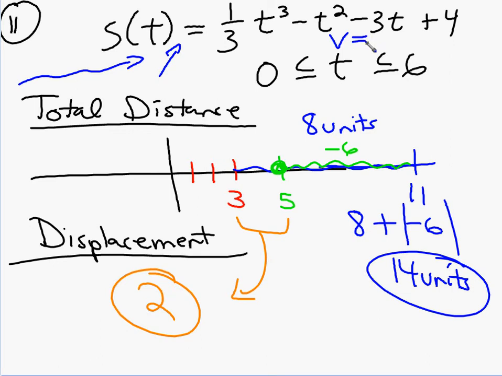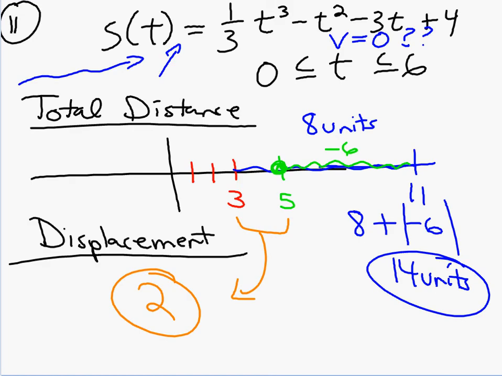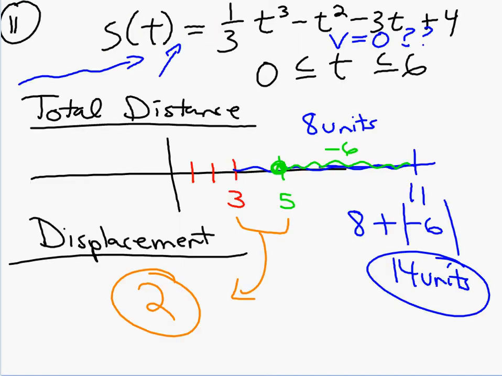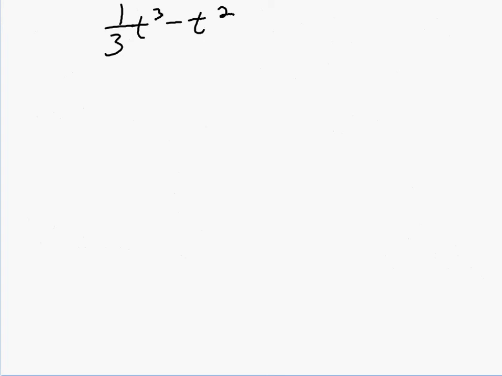Where is velocity equal to 0? Well, the velocity is the derivative of position. So let's get to a new page here. The first thing I have to do is have my function: 1/3 t cubed minus t squared minus 3t plus 4. This is the position function.